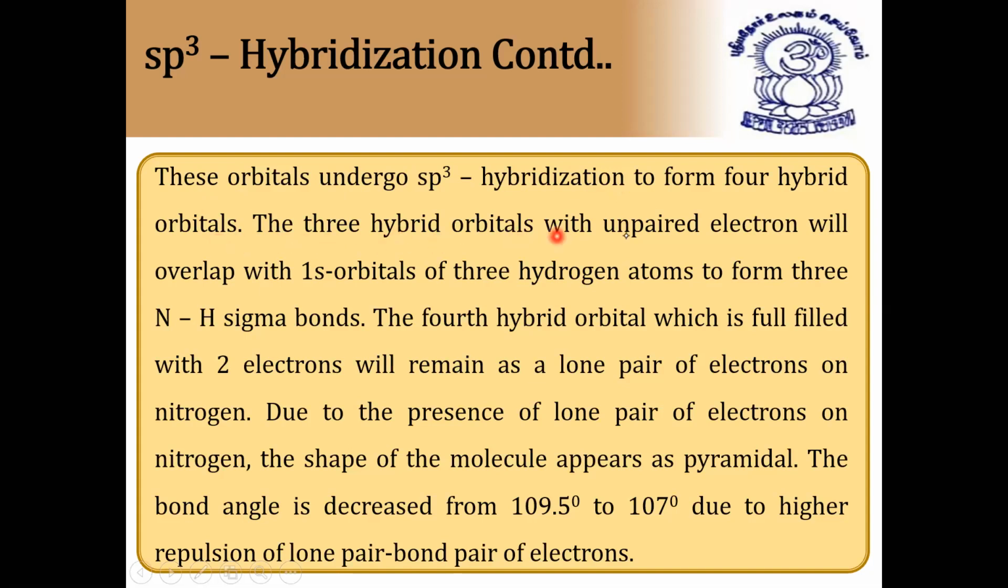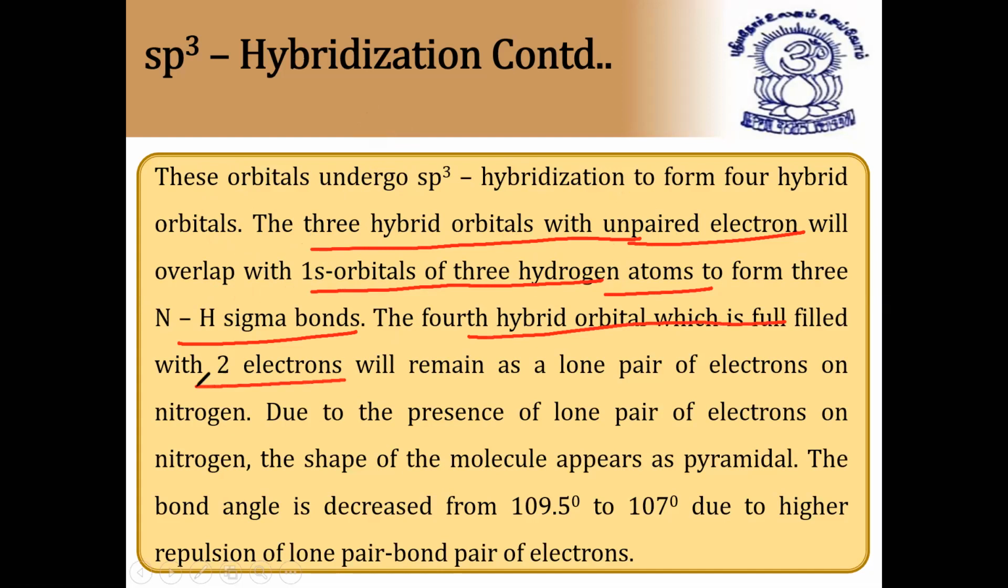The three hybrid orbitals with unpaired electrons will overlap with the 1s orbital of three hydrogen atoms. See here, nitrogen has what orbitals? Nitrogen has three p orbitals. So the three hybrid orbitals with unpaired electrons of nitrogen will overlap with the 1s orbital of three hydrogen atoms to form three N-H sigma bonds. But the fourth hybrid orbital, which is fully filled with two electrons, will remain as a lone pair of electrons.